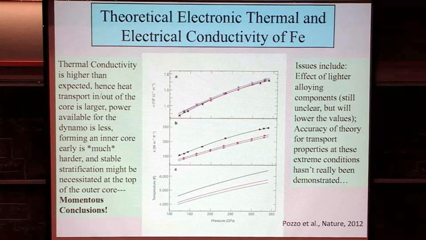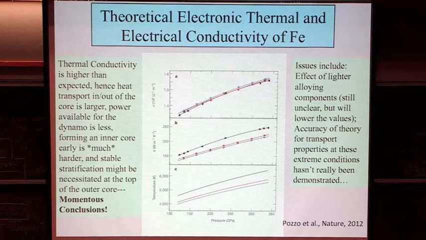Okay, so you basically have a very thermally conductive metal in the outer core. What does that imply? Well, what that implies is that the conductive transport out of the core is larger, that the amount of heat advected along the adiabat or transported along the adiabat via simple conductivity is substantially larger than expected. The power available for the dynamo is thus less. If you want to form an inner core early, it's much harder. And to keep heat within the core, you might need to have stable stratification at the top of the outer core. So based on this curve, or these sets of curves right here, momentous conclusions. That's the one way I would describe it.